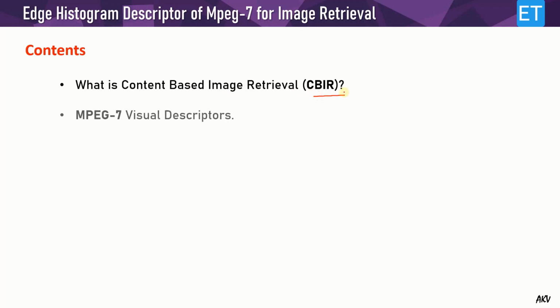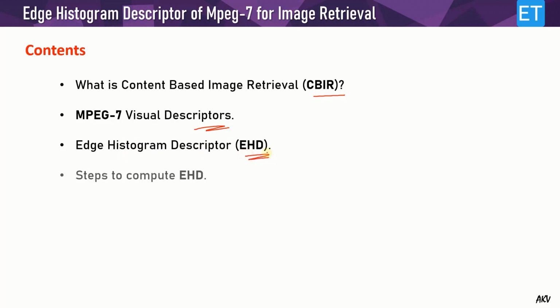Okay, let's see the contents of this video which I'm going to cover. First, I will explain what is the content-based image retrieval, CBIR. Then I will explain the MPEG-7 visual descriptors. Then I will explain the edge histogram descriptor, EHD.